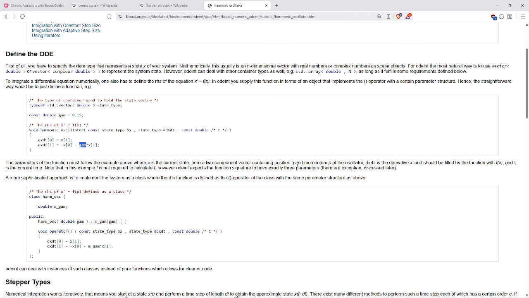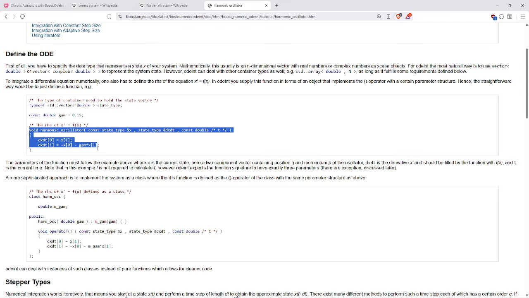The idea being many of these systems of equations have parameters that define the specific instance of the system. Oftentimes, with physical systems that have masses and springs, there's a spring constant that doesn't change the differential equations, but the value of the constant determines the behavior of the system. So in this case, this harmonic oscillator is characterized by this gamma constant.